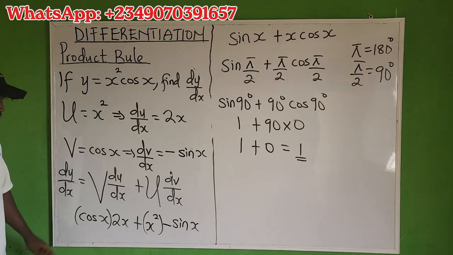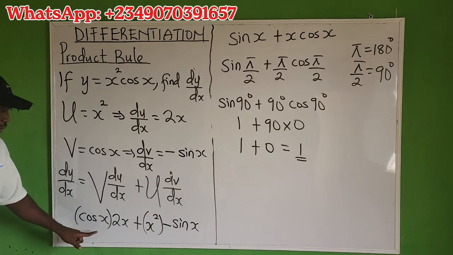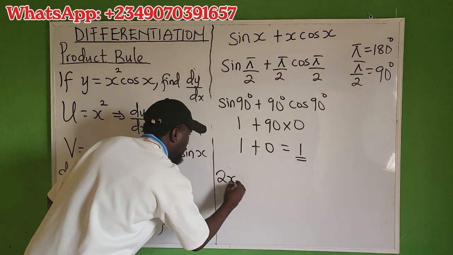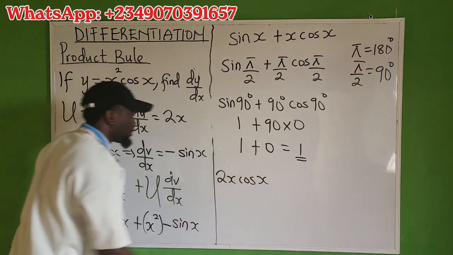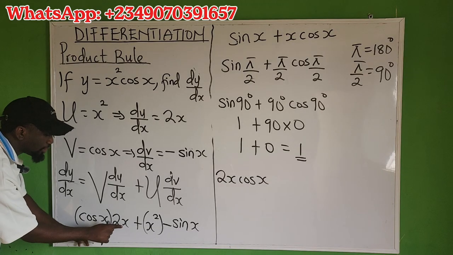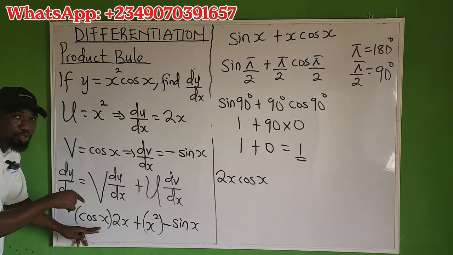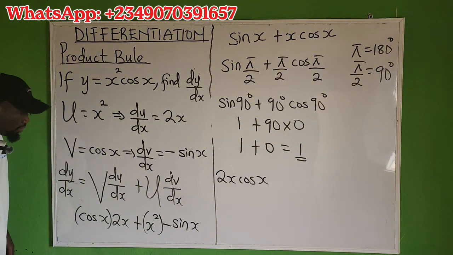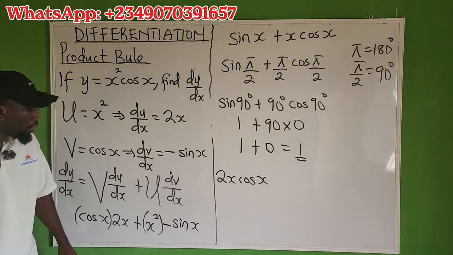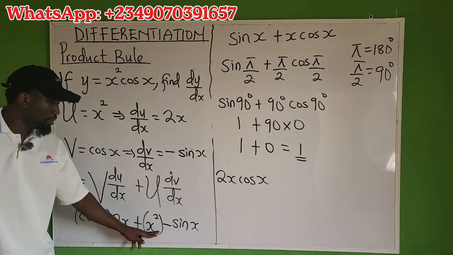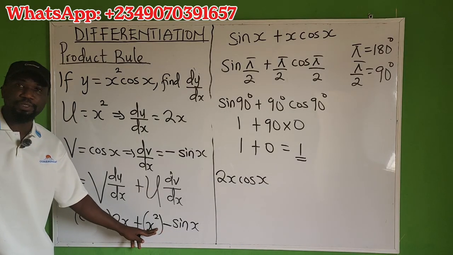So open the bracket, 2x multiplied by cos x. That will give us 2x cos x. Like I said earlier, don't say you are multiplying this 2x by x, then having 2x squared. No. This is algebra, here is trigonometry. So for the next one down, we want to multiply minus sine x by x squared.